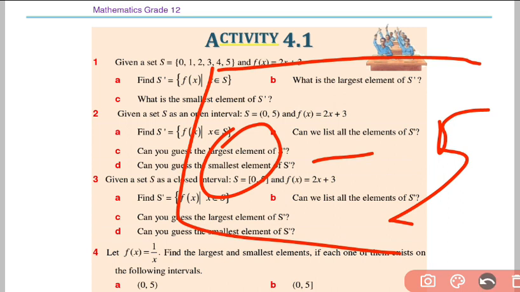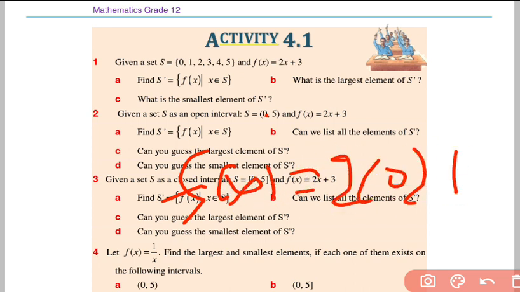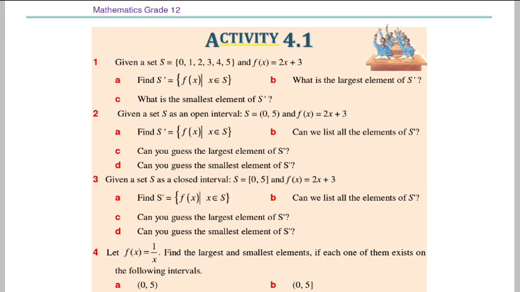And I have a function. Can we list all elements of the S? Is that a good thing? Maybe when we plug in 5 and 0, we get f of x equal to 2x plus 3. Is 3 fine? Let's plug in 5.